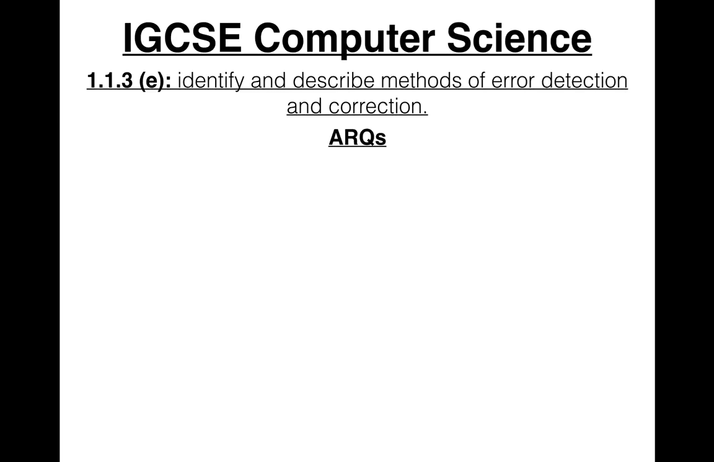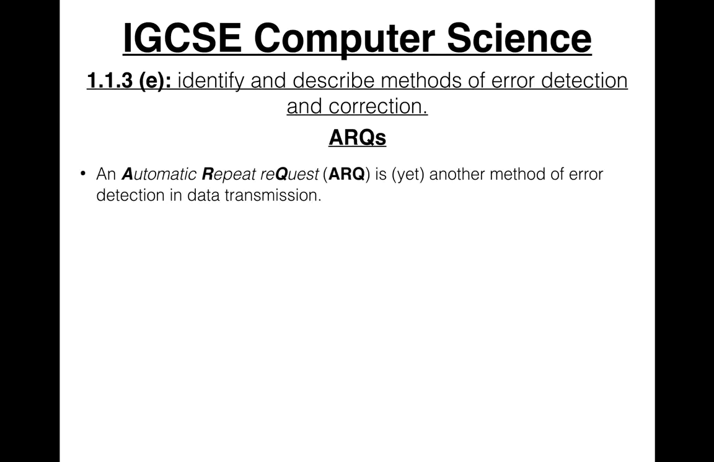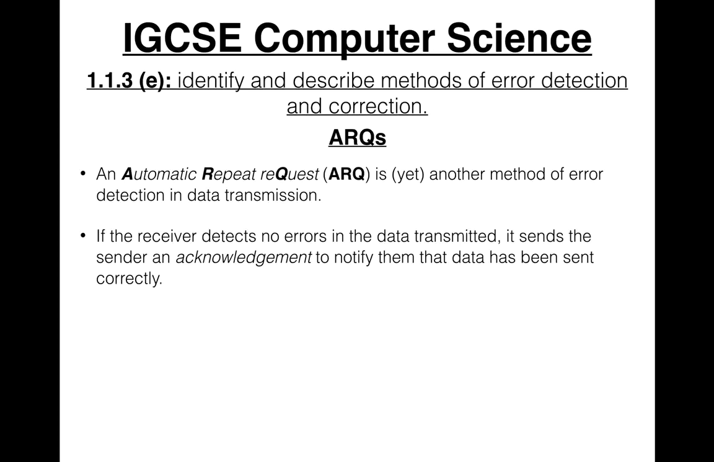ARQs. Now, coming to the slide, we're almost done with the video. We just have to cover two more things, this and echo checks. So an automatic repeat request, or ARQ, is yet another method of error detection in data transmission. If the receiver detects no errors in the data transmitted, it sends the sender an acknowledgement to notify them that the data has been sent correctly. An acknowledgement is basically a message sent indicating successful data transmission.